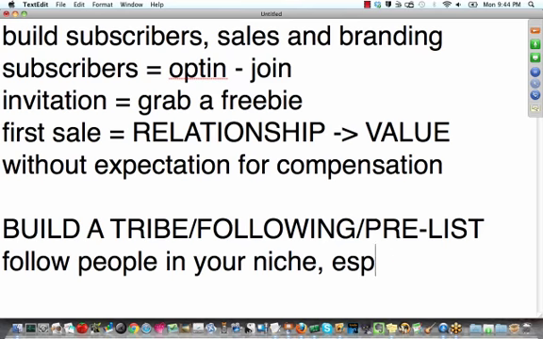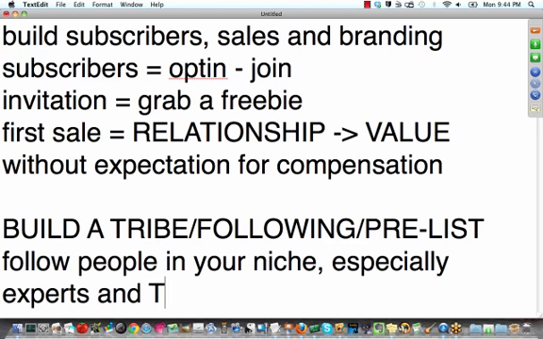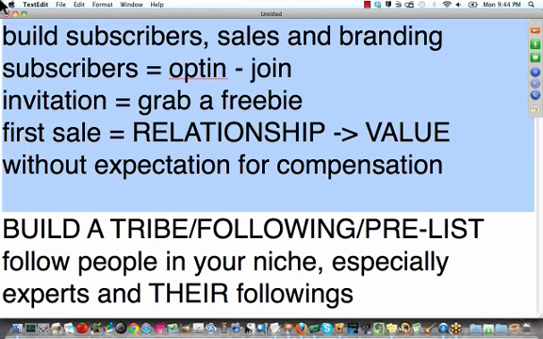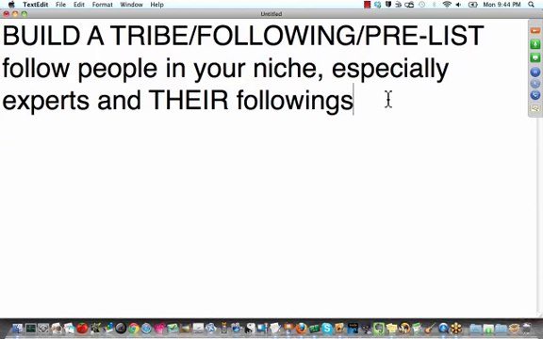Especially experts and their followings. That's a great way to get the job done quickly because you're leveraging other people's work. So if there's an expert in dog grooming who took the last 5 years to build a big Twitter following, you can follow some of his followers, and those that are interested in the dog grooming part that follow you back. Now you have your own pre-list.